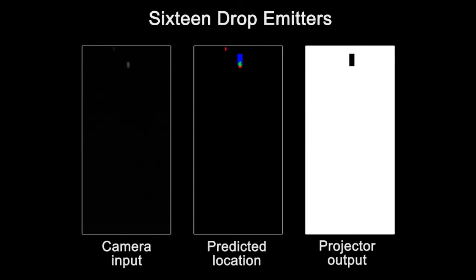This video shows multiple drops released from different drop emitters. The system is able to track and predict the future locations of each drop at 120 Hz.